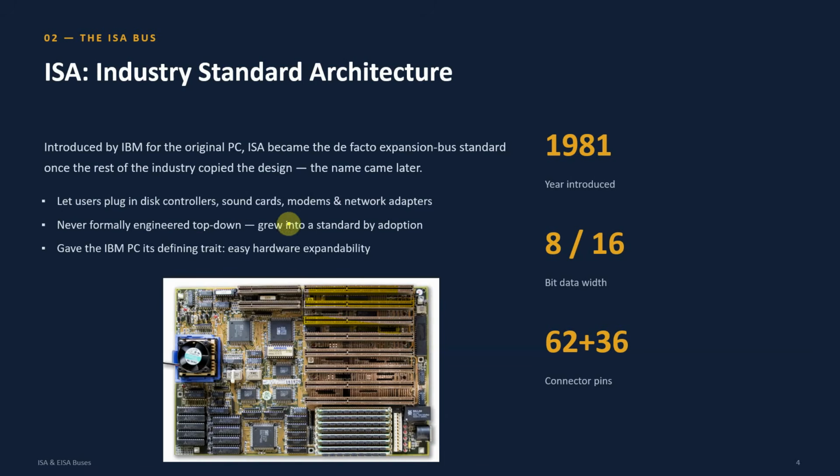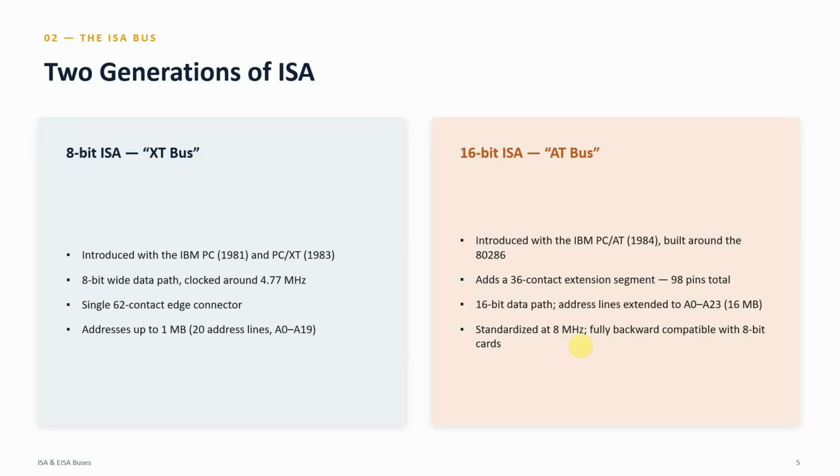It was never formally engineered top to down, it became a standard by adoption, and it gave the IBM PC its defining trait, easy hardware expandability. It was introduced in the year 1981. The width of the ISA bus was only 8 bits, and later it was extended to 16 bits, and it had 62 connector pins. So ISA is nothing but a bus architecture, that's it. It tells us how to connect multiple external components to communicate with our processor.